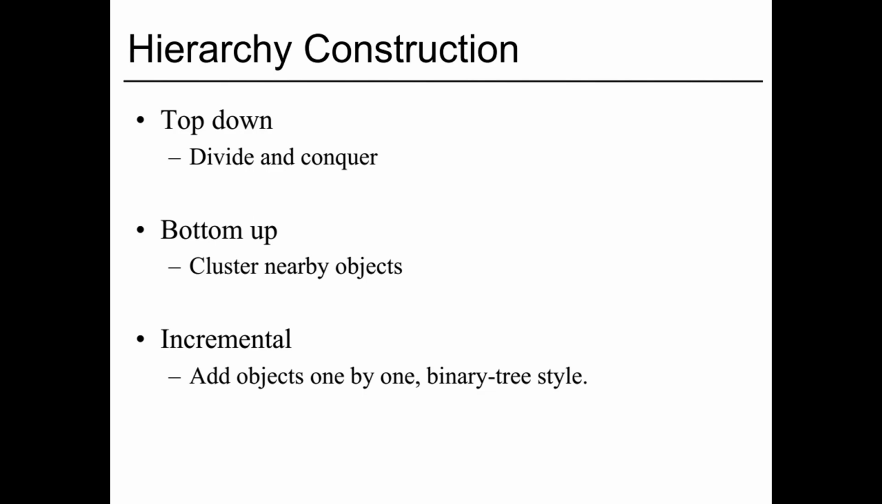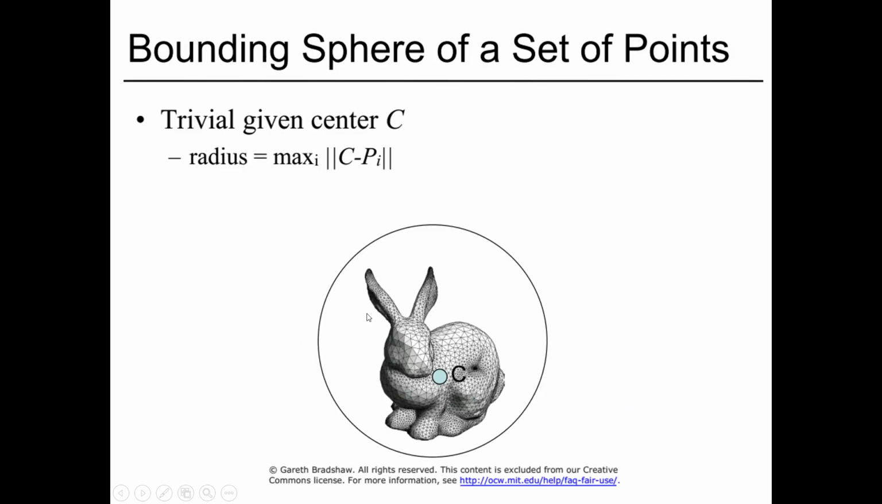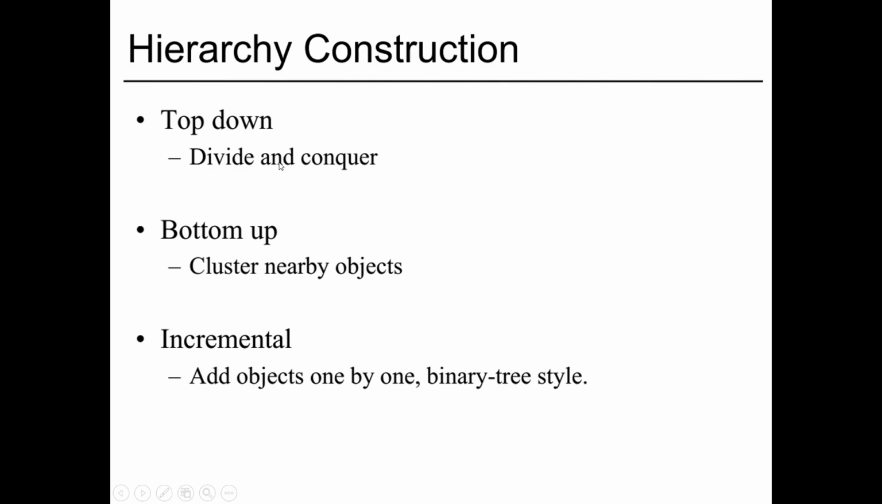In the incremental method, we take a large sphere encompassing all the objects as the root, and then add new spheres encompassing individual parts of the object as children to the root. In this way, we add objects one by one, binary tree-like style. But we will be mainly discussing the first, top-down divide and conquer approach in our lecture.